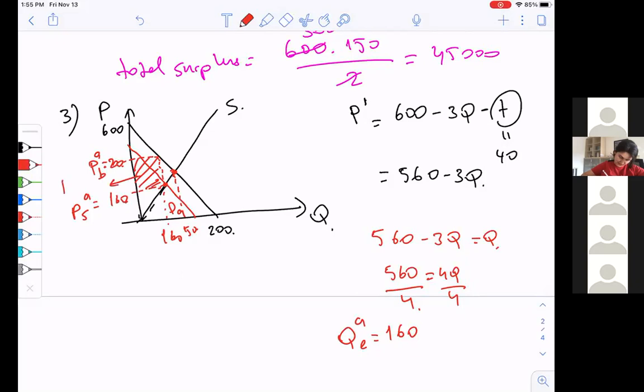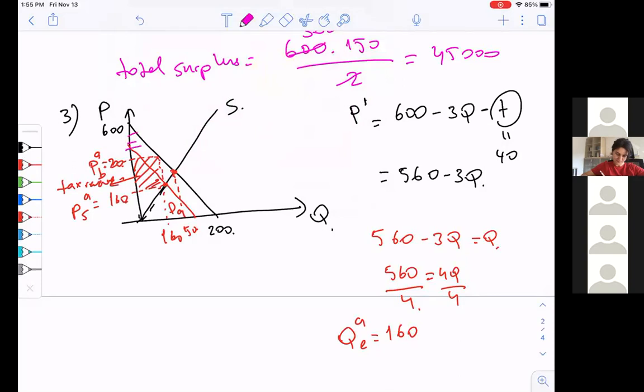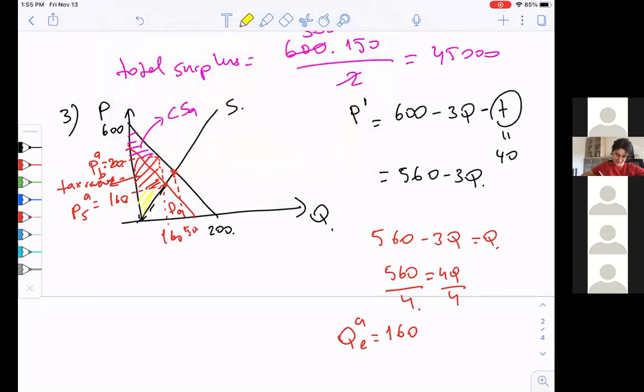This is tax revenue. The area shaded in red is the tax revenue, the area here is consumer surplus after the tax, and the area in yellow is producer surplus after the tax. So don't confuse the price obtained by the sellers with the producer surplus after the tax.